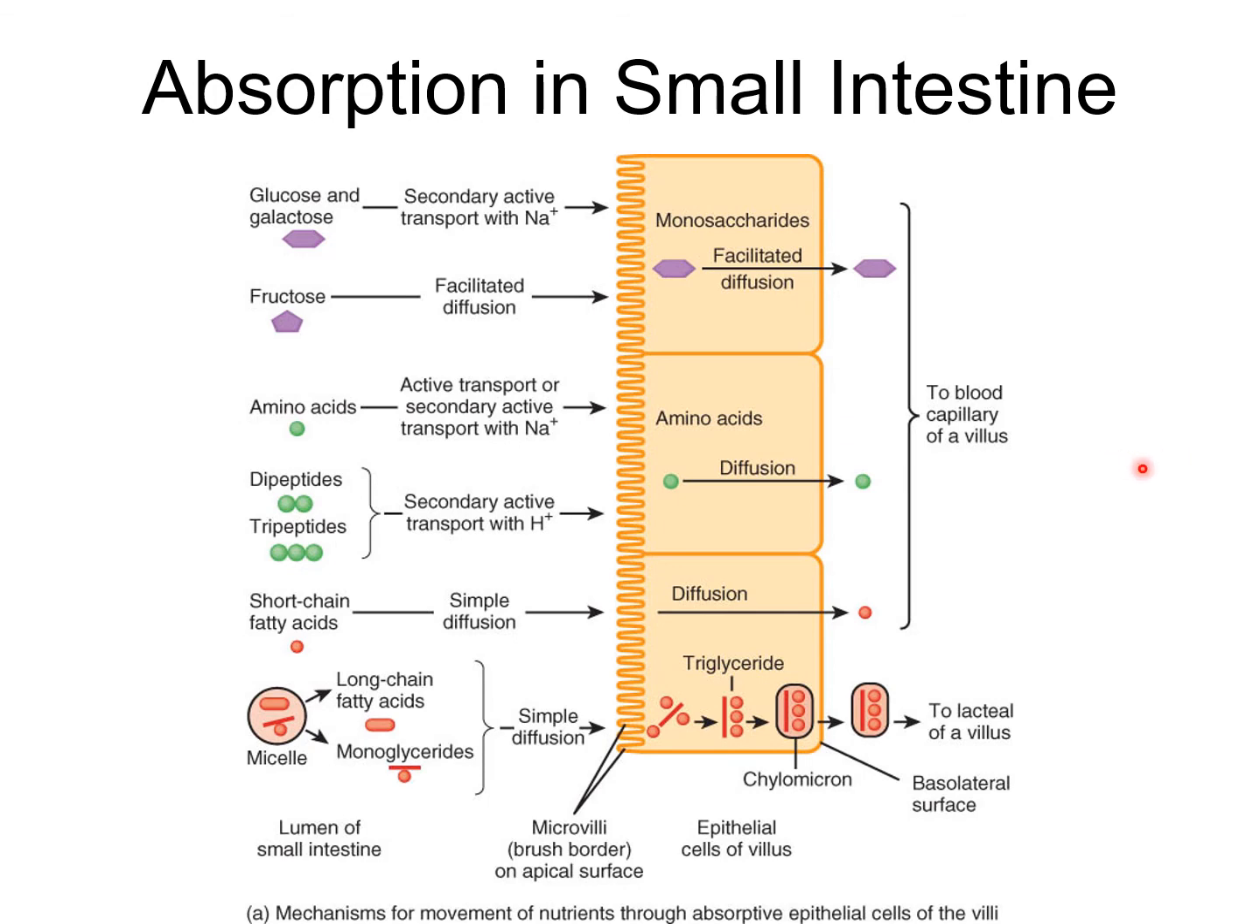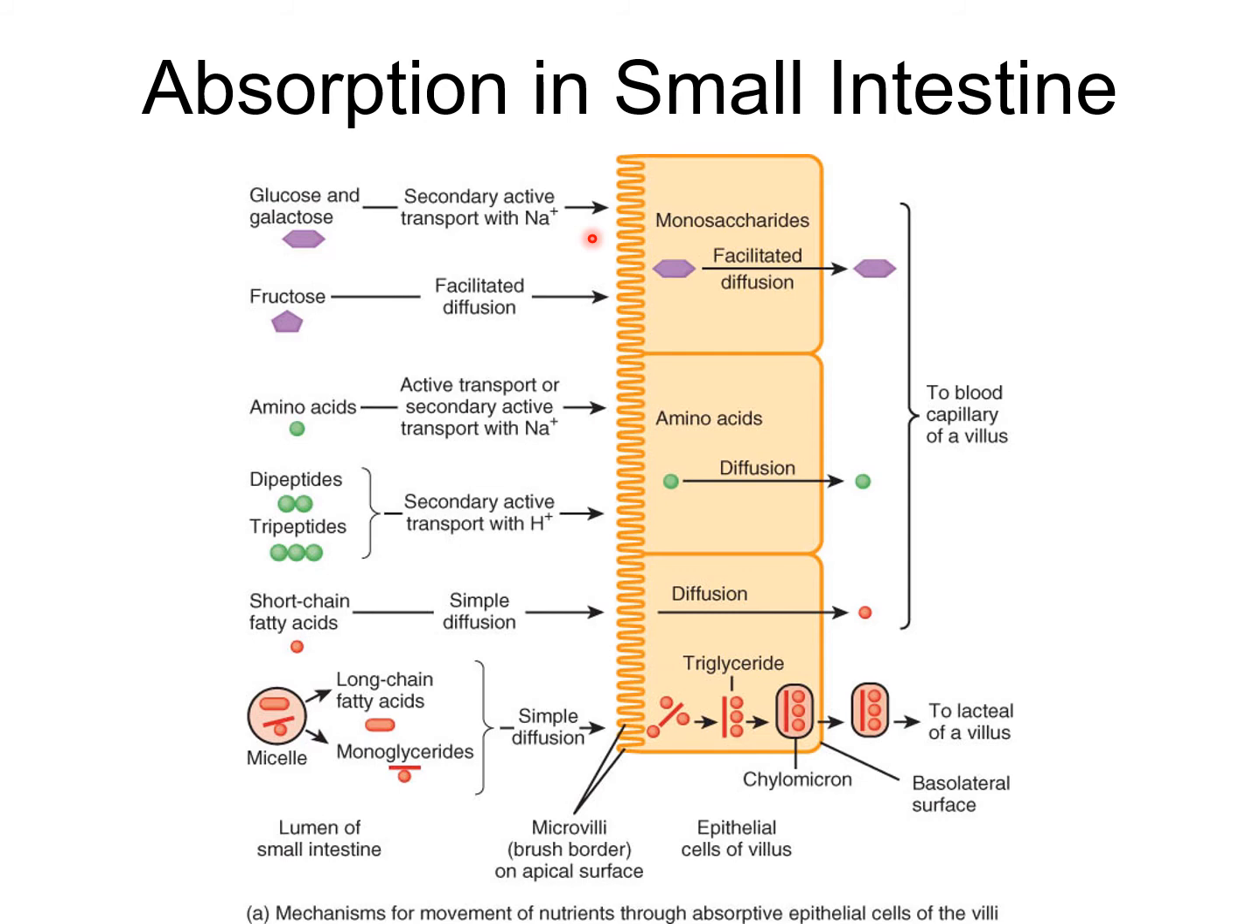So here's the schematics of our small intestine. You see 3 absorptive cells here in yellow. Here's the brush border microvilli, and here's the bottom of the cells facing the blood vessels. So let's see what happens to all these nutrients in the lumen of the small intestine. Glucose and galactose. Those sugars are absorbed through active transport, secondary active transport together with sodium ions.